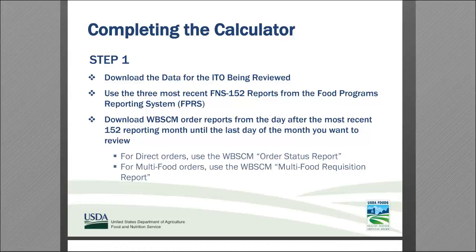Step 1 of completing the inventory calculator is to download all the data for the ITO. First, download the 3 most recent FNS 152 reports from FDPIR. Note, these should be from the 3 most recent months, not just the 3 most recent available. Sometimes there are 2 FNS 152s available for the same month. For example, if there are corrections made to the FNS 152 in that month.